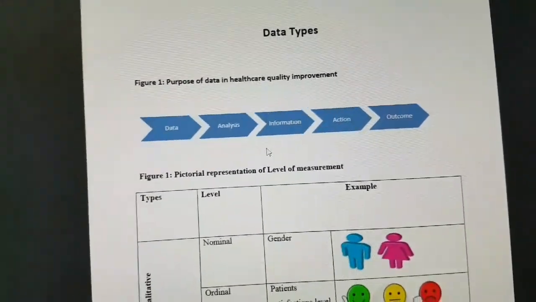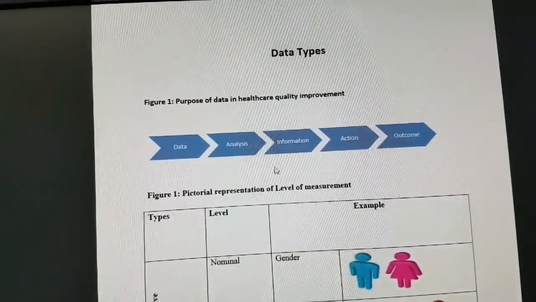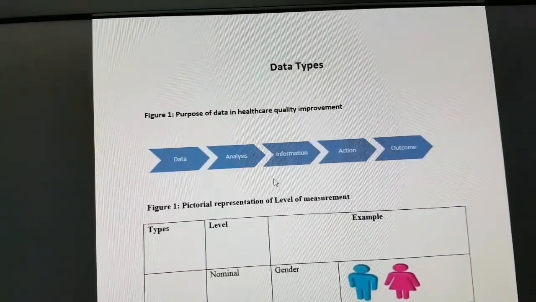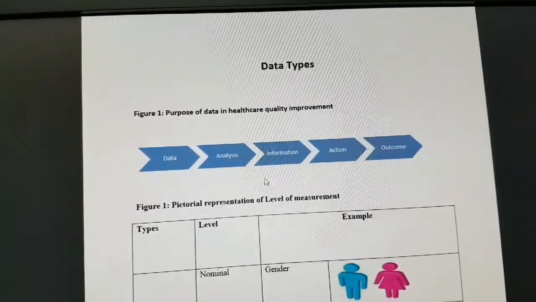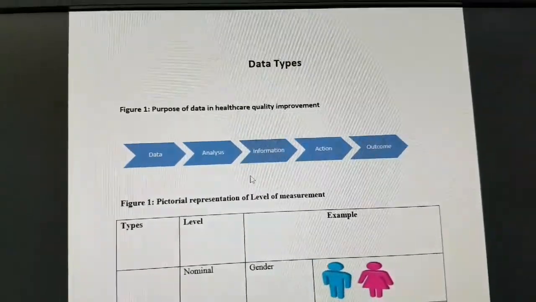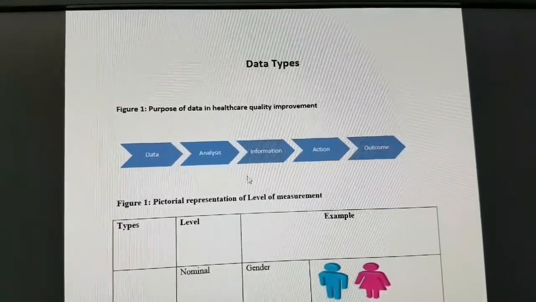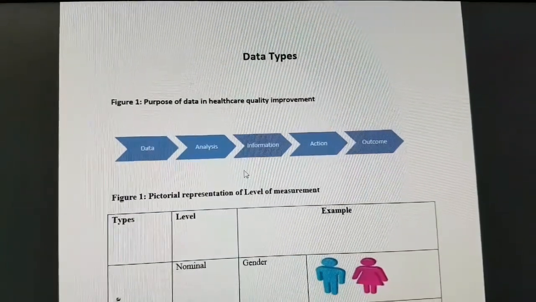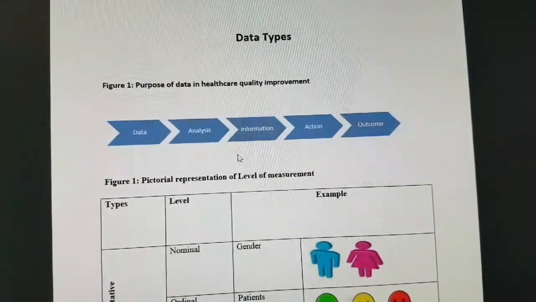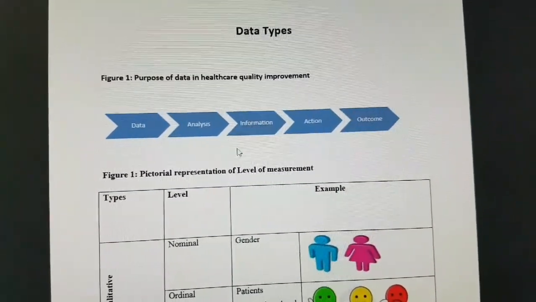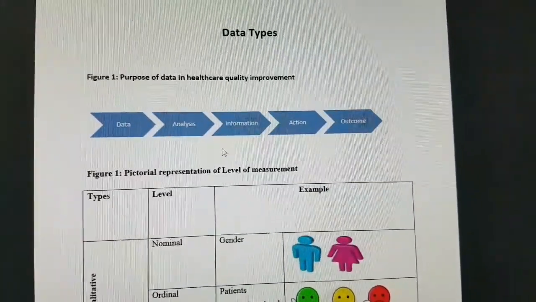One more definition about data. Data is the measurements or observation of a variable. It's a collection of measurements or observations of a particular variable or a particular process. Okay, what is the purpose of data collection, especially in healthcare quality improvement?